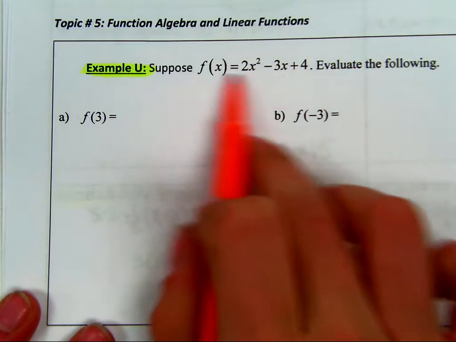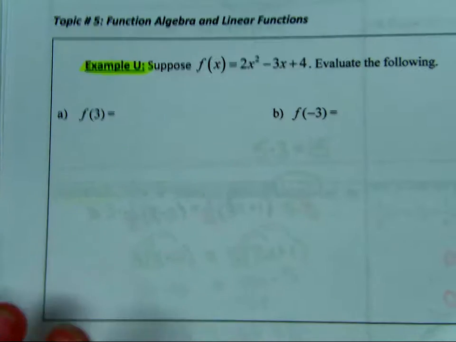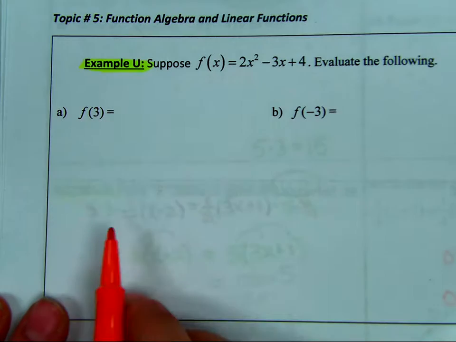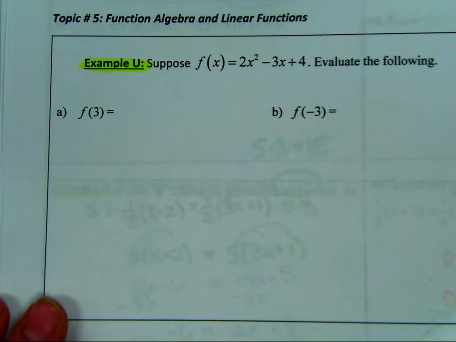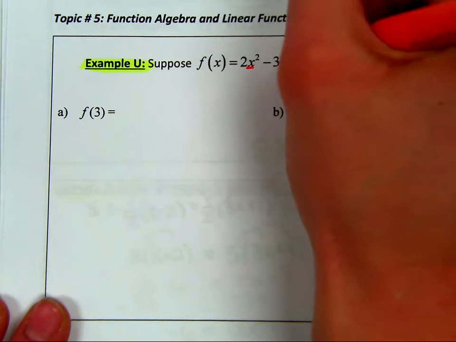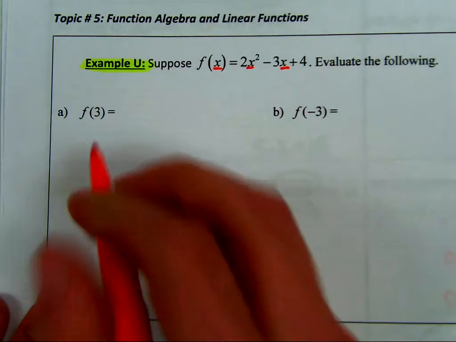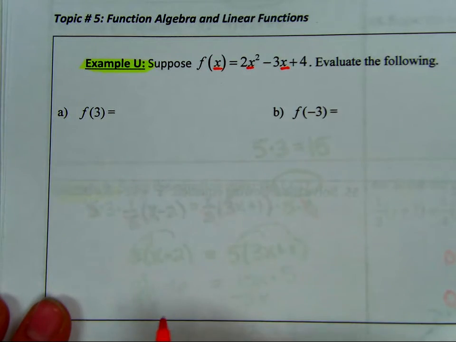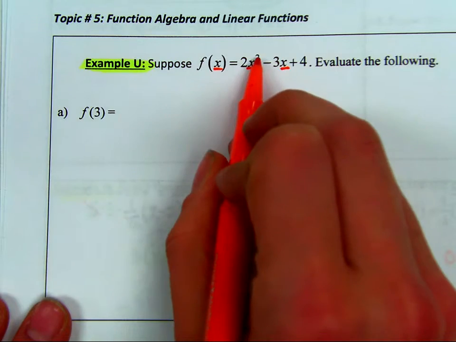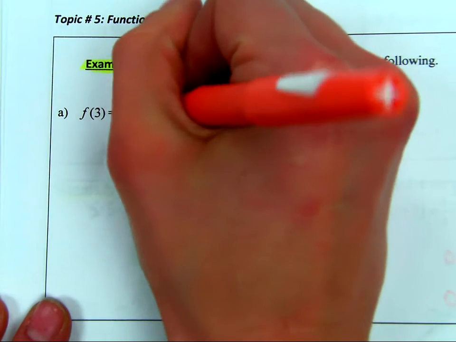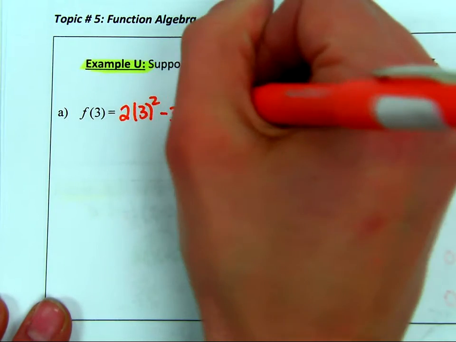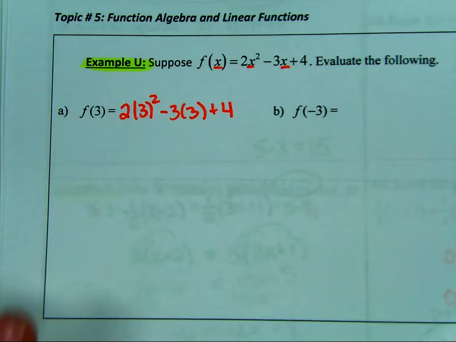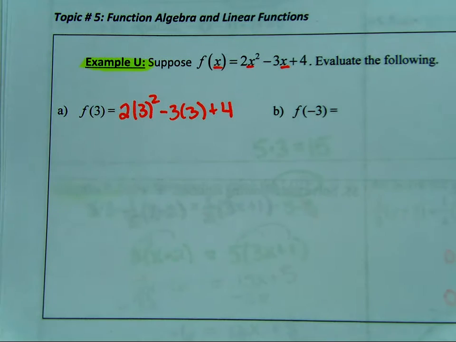So they say, suppose this is f of x and evaluate the following. I like to think of this as a set of directions. Instead of x in the parentheses, it's putting 3 in the parentheses. It's saying for all of these x's right here, we need to replace all of those with a 3. So we're going to have 2 times 3 squared minus 3 times 3 plus 4. And I would always plug whatever this number is in parentheses. It'll just help you to avoid mistakes.